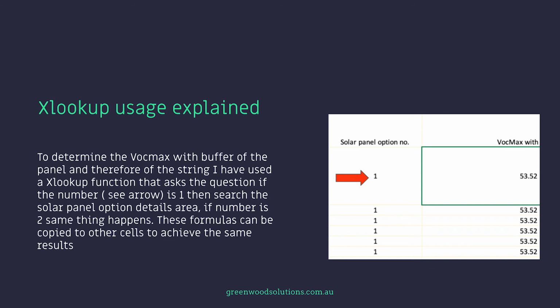To determine the VOC max with buffer of the panel and therefore of the string, I've used an XLOOKUP function that asks a question: if the number, and have a look at the arrow, is 1, then search the solar panel option details area. If the number is 2, same thing happens. These formulas can be copied to other cells to achieve the same results.